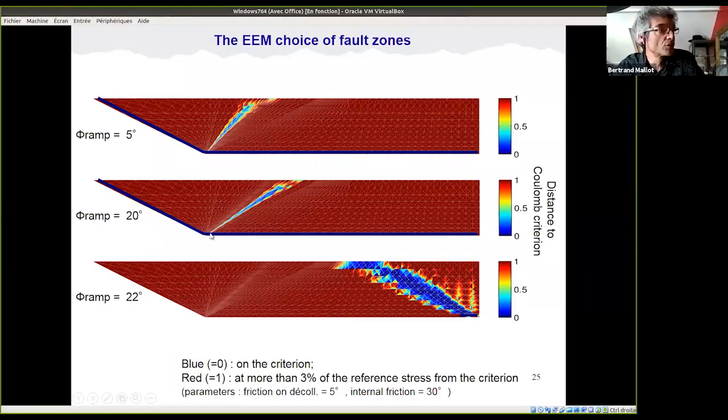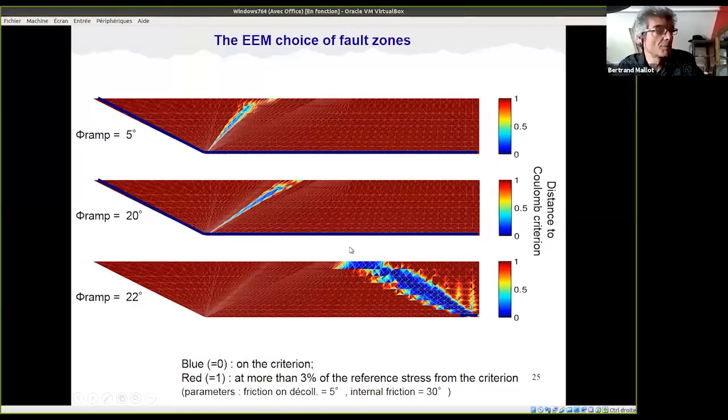If you increase the friction, you have basically the same result, but the dip of this hinge is lower. And if you increase the friction even a little more, then the whole thing is inactive, the blue line, and you obtain simply this.